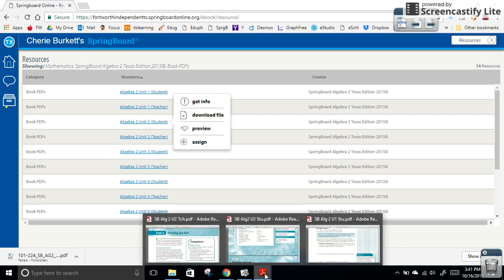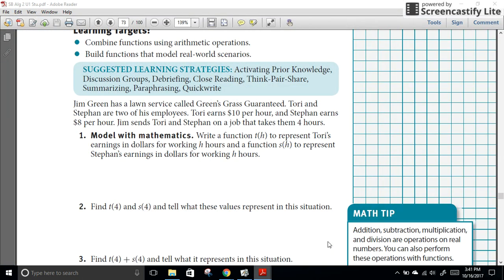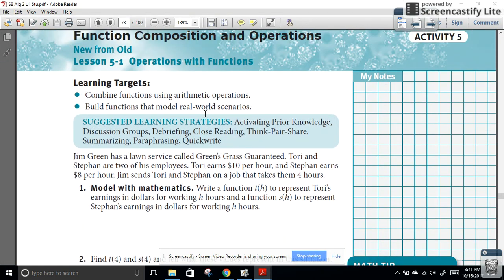Okay, so we are going to be looking at operations with functions in this video. And basically all that means is that we are going to be doing functions, f of x, g of x, h of x, whatever. And we're going to add, subtract, multiply, and divide them. Okay.